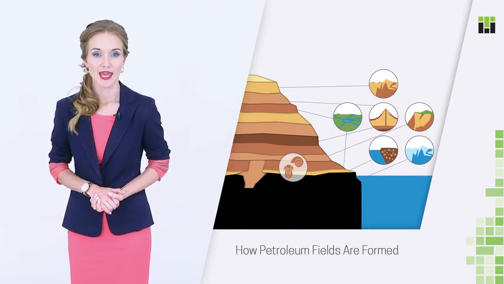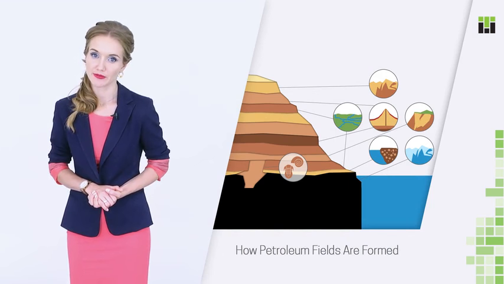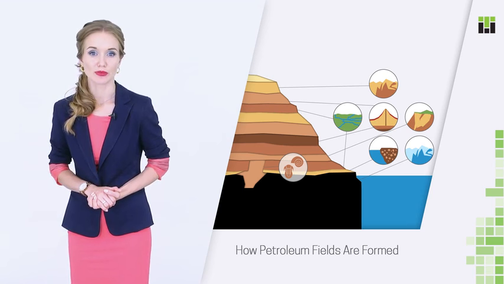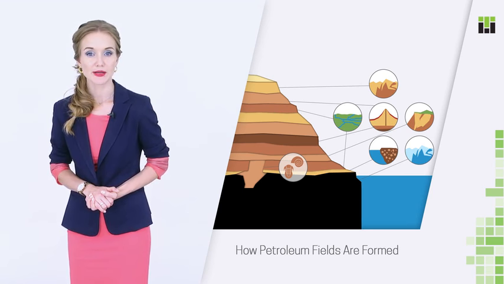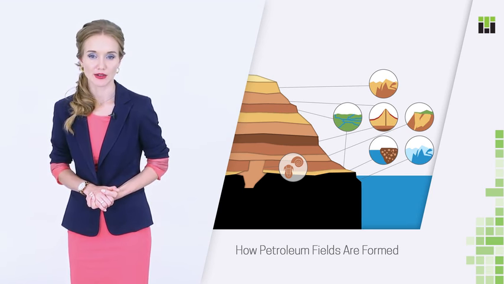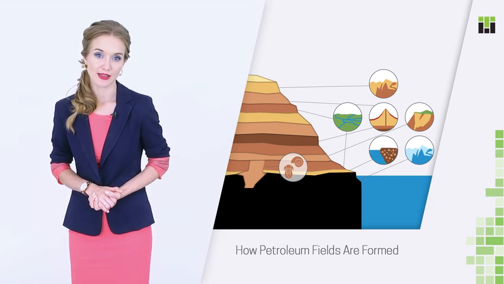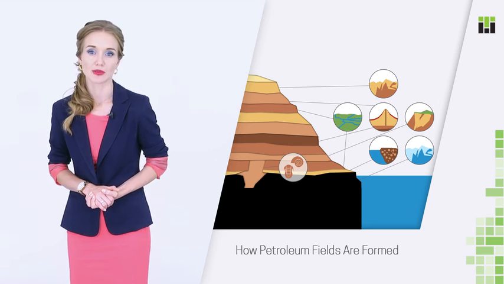The last but not the least element is time. Every process related to petroleum field formation requires time. First, source rock needs to be formed and buried, then organic matter needs to turn into hydrocarbons. Petroleum needs to migrate into the trap, and finally enough hydrocarbons must accumulate in the trap. It is very important that the trap is already in place when hydrocarbon migration starts, or nothing will keep them from coming up to the Earth's surface.